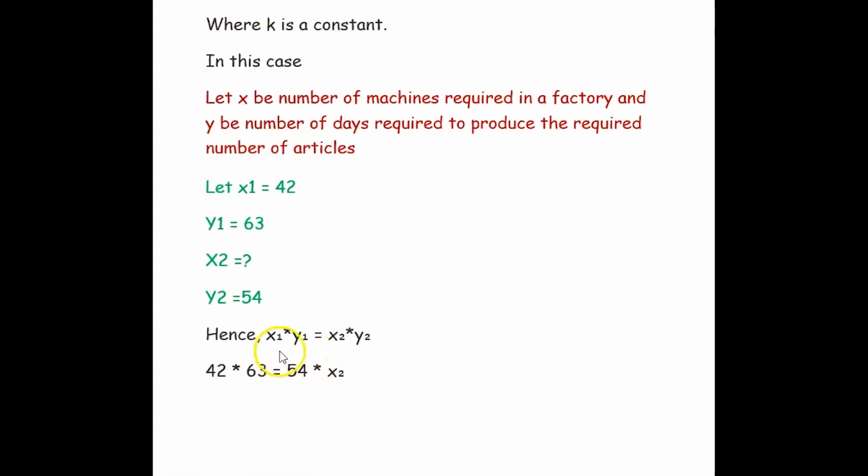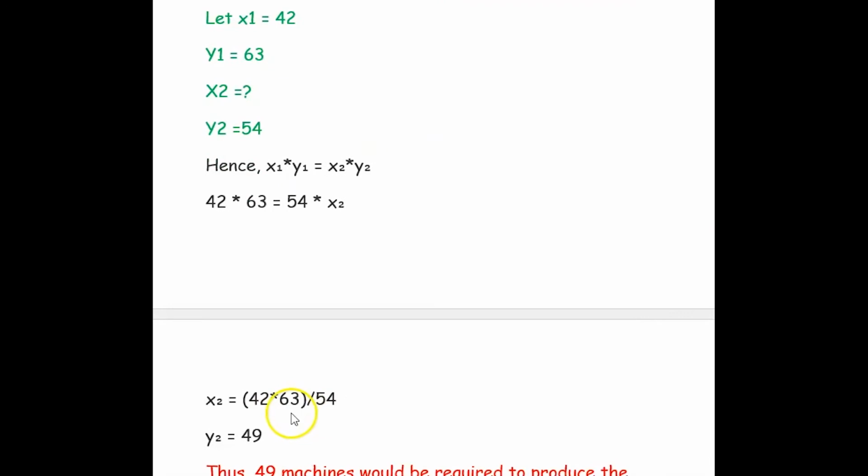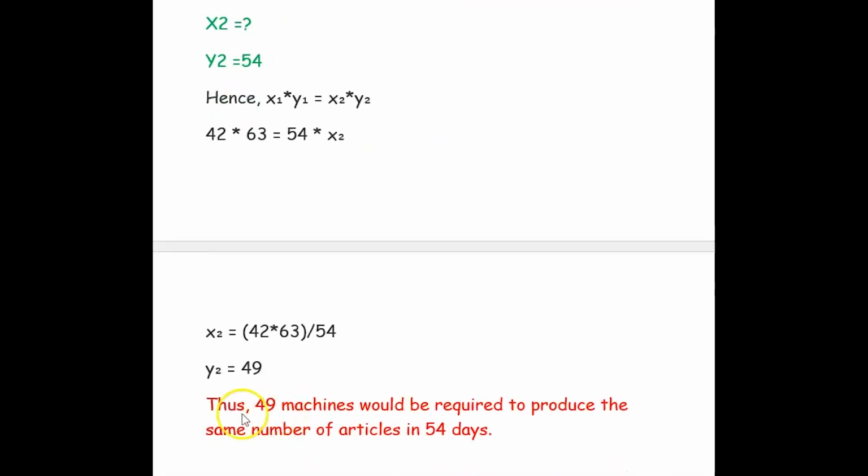So we are writing the relation for inverse proportion as X1 into Y1 equal to X2 into Y2. Now substituting the values, 42 into 63 equal to 54 into X2. Now cross multiplying, dividing and simplifying, we will get the value of X2 as 49. So what is X2? The number of machines. Thus 49 machines would be required to produce the same number of articles in 54 days.